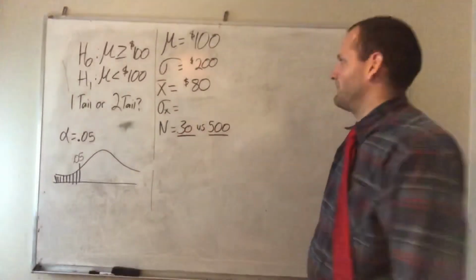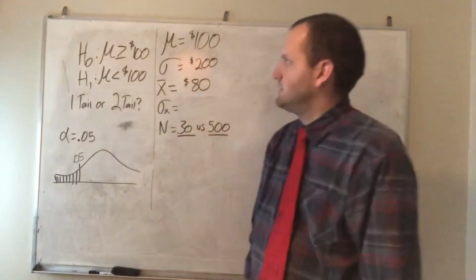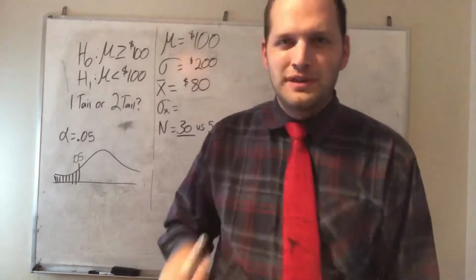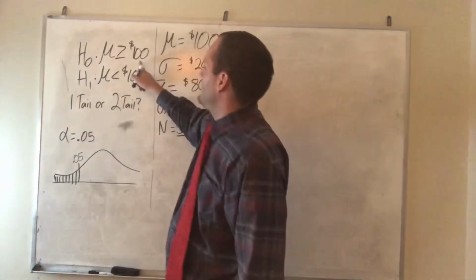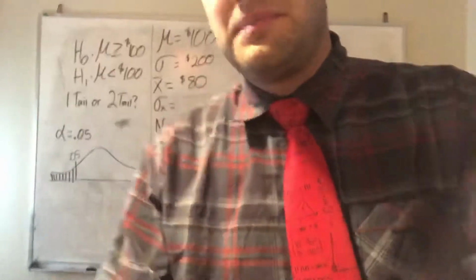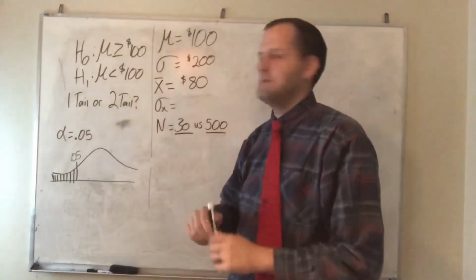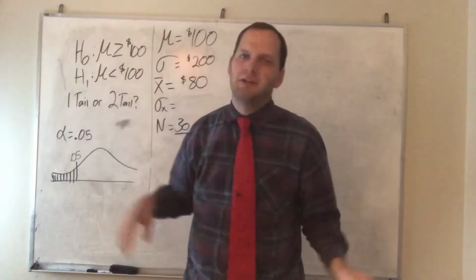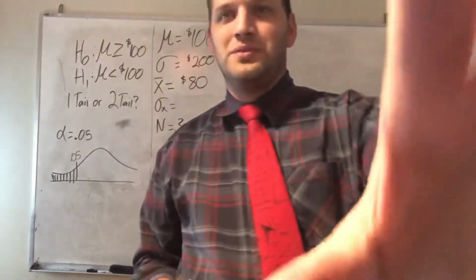All right, next problem. Let's look at what the school is claiming. The school is claiming that every student has at least $100. So, doing a field trip or whatever, the kid can afford their own way. Every kid has at least $100. Not a big deal. We want to prove the school wrong.